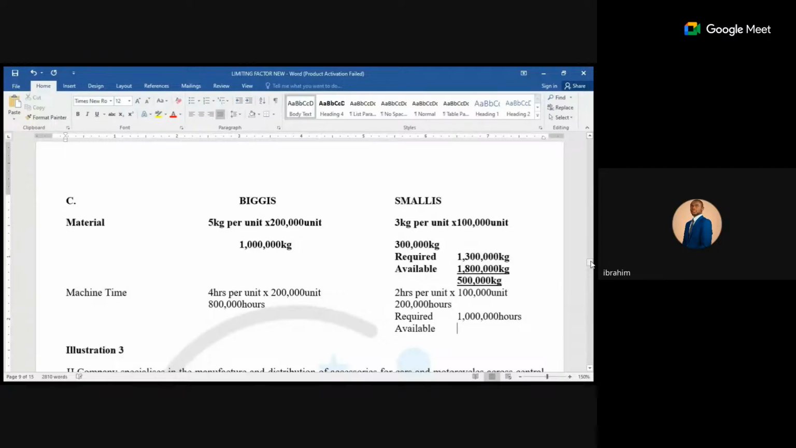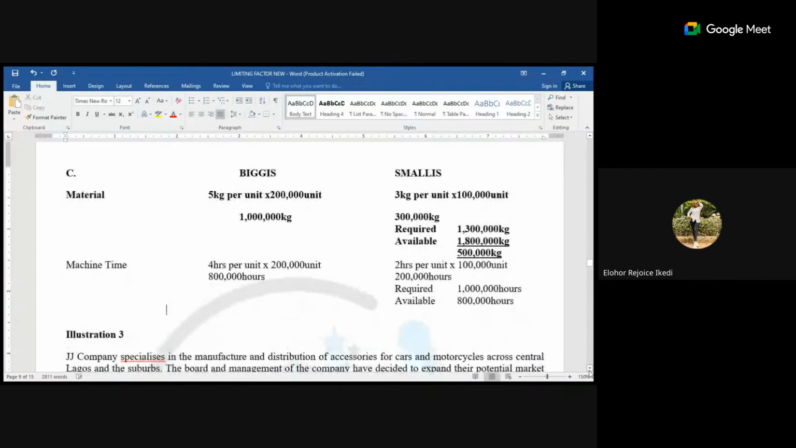What is available hours for machine time? 800 hours. Do we have a limiting factor here? Yes, sir. 200 hours short.